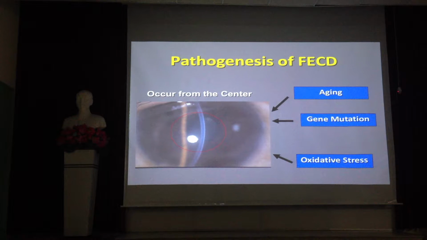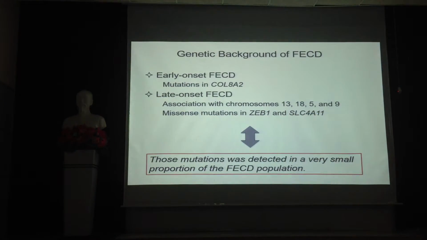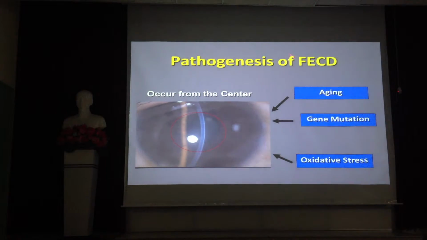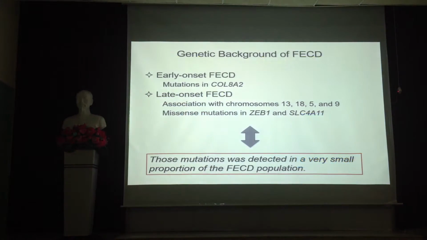Well, the pathogenesis of Fuchs endothelial corneal dystrophy is probably due to the aging process and also oxidative stress. So that's mainly dietary and also sunlight as well. But also there's some kind of gene mutation or susceptibility. Some of the patients are more susceptible to becoming Fuchs endothelial corneal dystrophy.